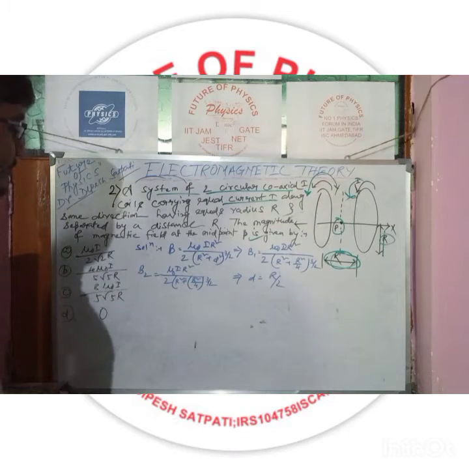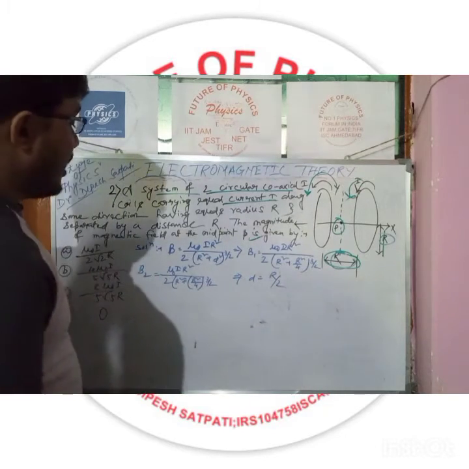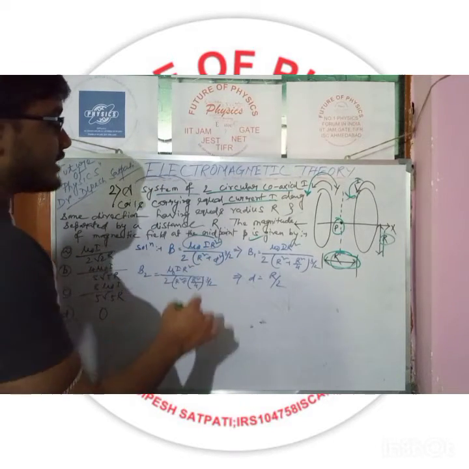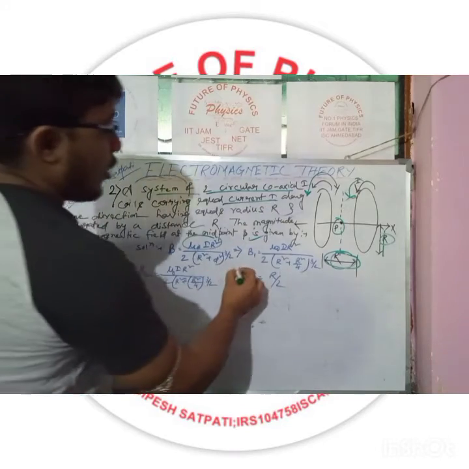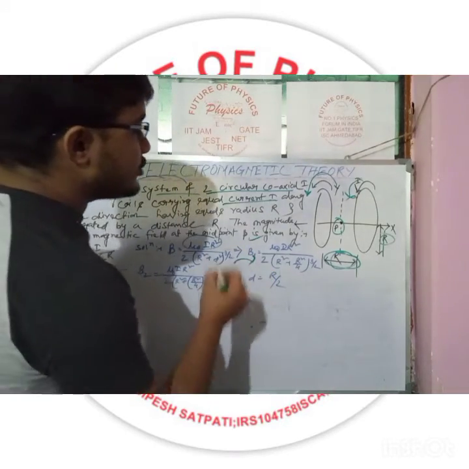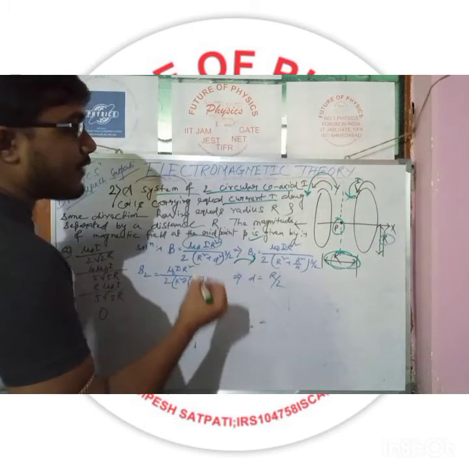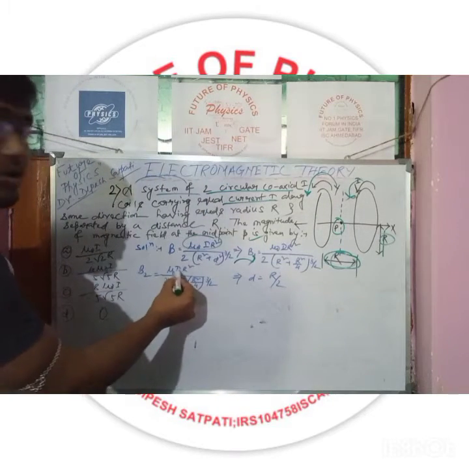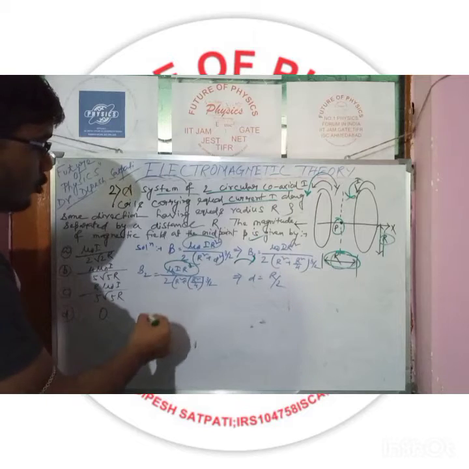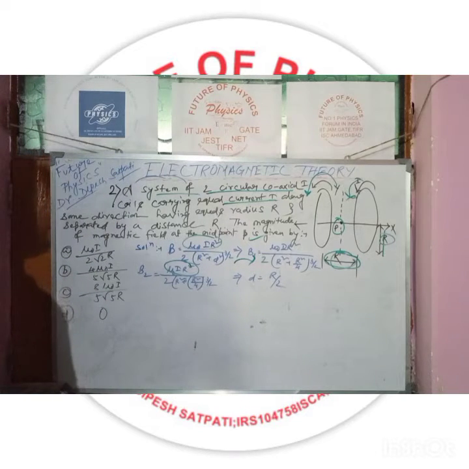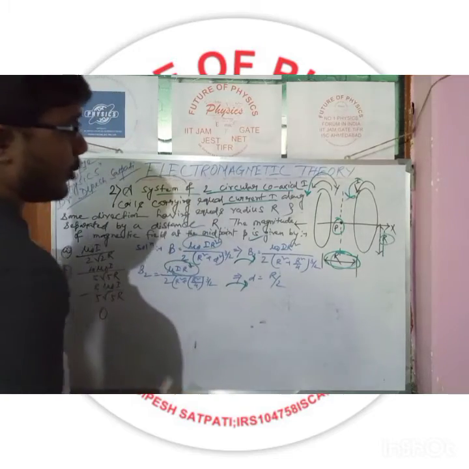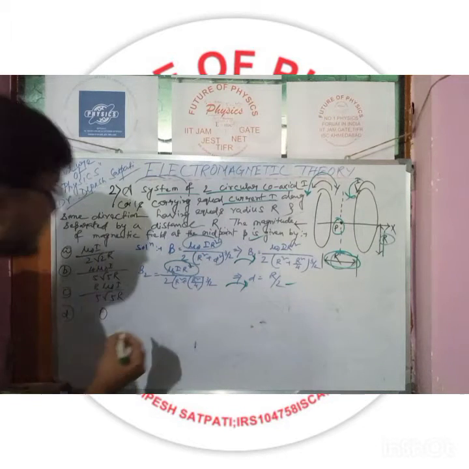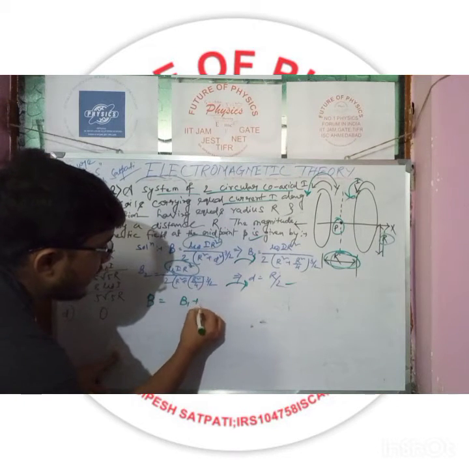Now the solution of this numerical problem. B is equal to mu 0 I R square divided by 2 times R square plus D square to the power 3 by 2. B1 is equal to mu 0 I R square divided by 2 times R square plus R square by 4 to the power 3 by 2, and B2 is equal to the same. The value of D is equal to R by 2.